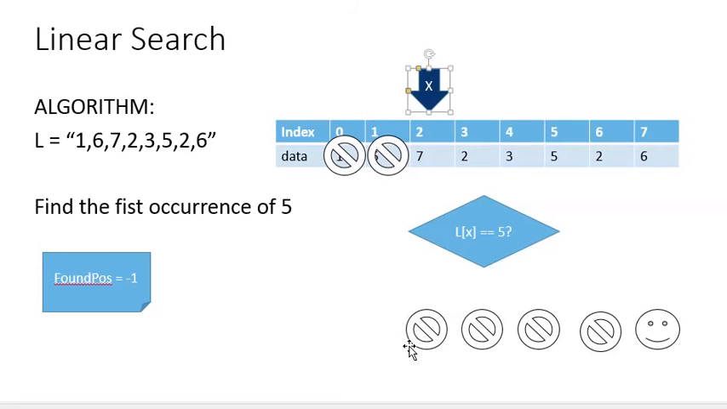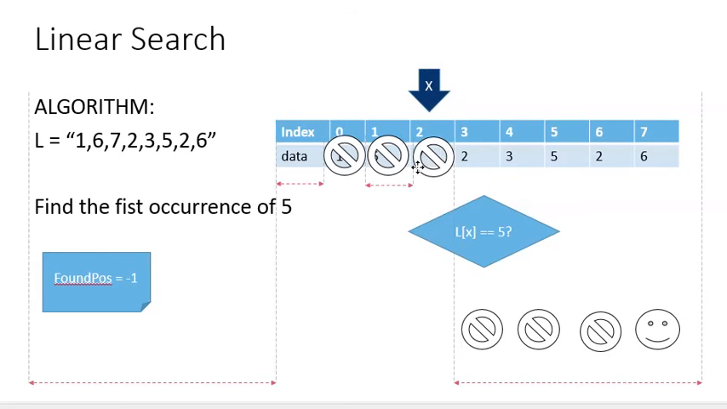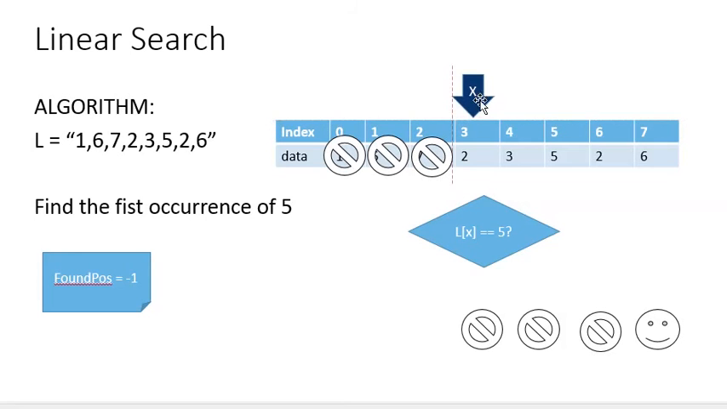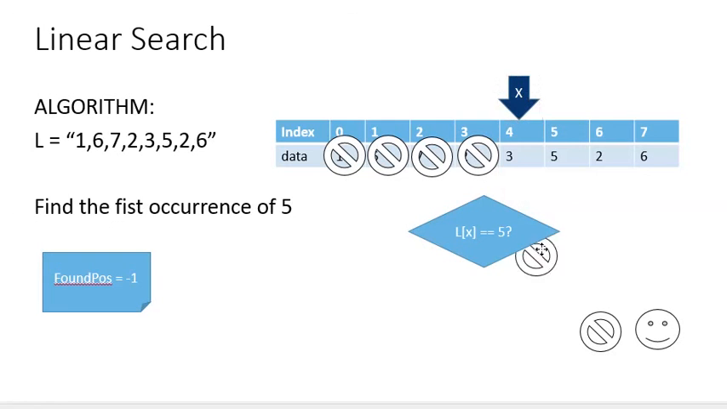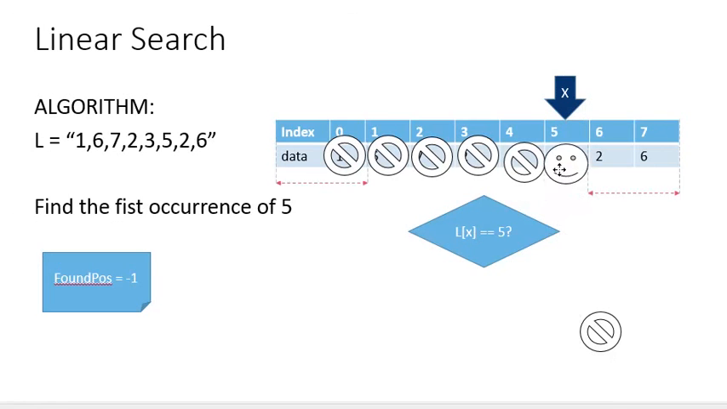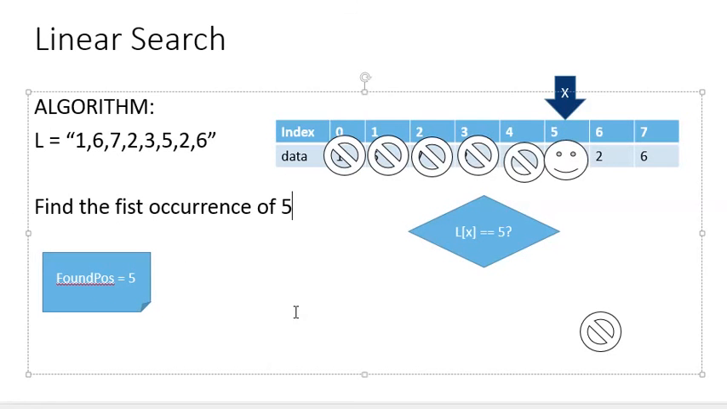Is L[2] equal to 5? No, it's equal to 7. Not found. Is L[3] equal to 5? No, not found. Is L[4] equal to 5? No, it's a 3. I haven't found it yet. Is L[5] equal to 5? Answer, yes it is. So my algorithm would stop at this point and I would return my found position at 5, which is just purely coincidental. 5 could have been anywhere in this list. But that is the linear search.